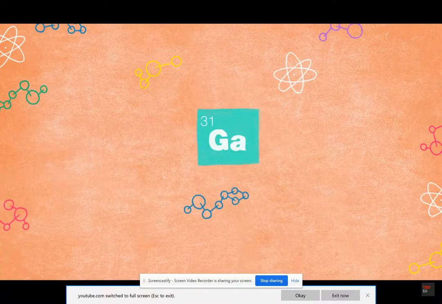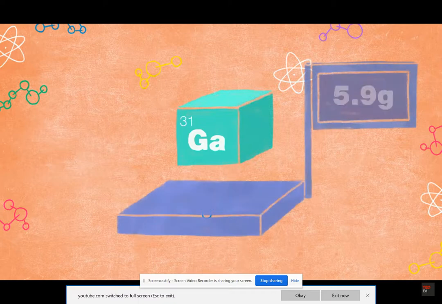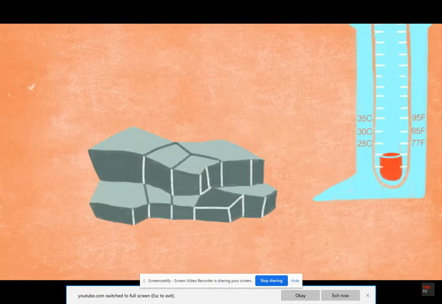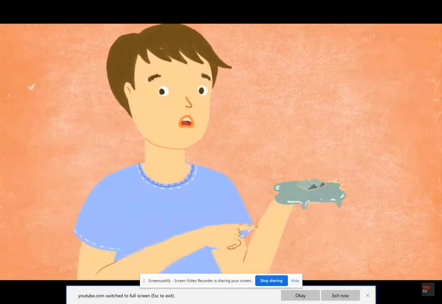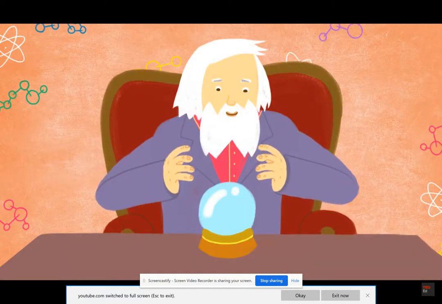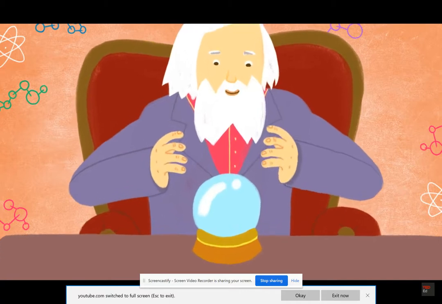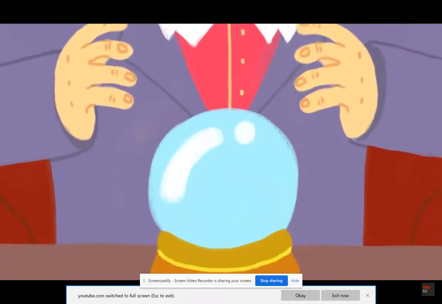Gallium's atomic weight is 69.72. A cubic centimeter of it weighs 5.9 grams. It's a solid metal at room temperature, but it melts at a paltry 30 degrees Celsius, 85 degrees Fahrenheit. It melts in your mouth and in your hand. Not only did Mendeleev completely nail gallium, he predicted other elements that were unknown at the time.